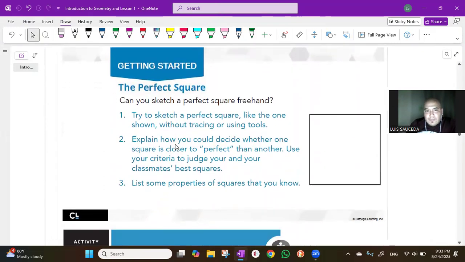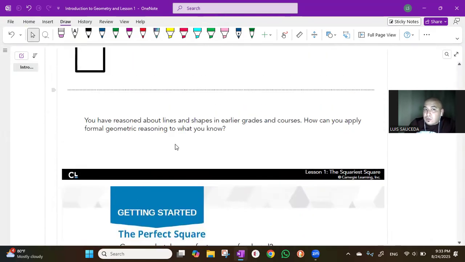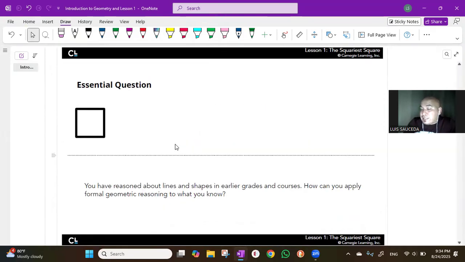So, explain how you could decide whether one square is closer to perfect than another. Use your criteria to judge your and your classmates' squares. So, what do you notice? And now list some properties of squares. So those of you who already did and may have already discussed and watched this video before our first day of class, consider this. So what do we know about squares?